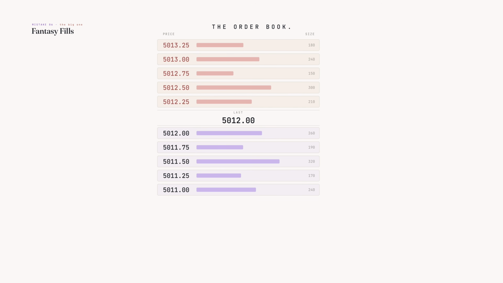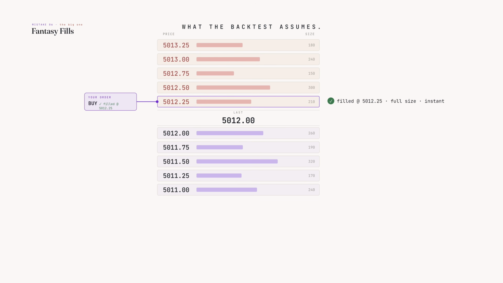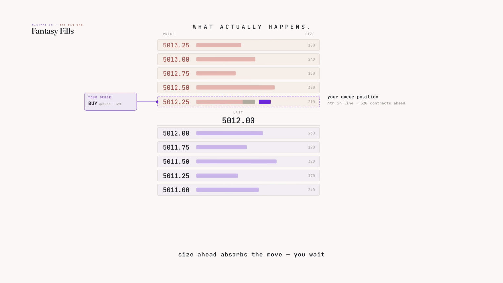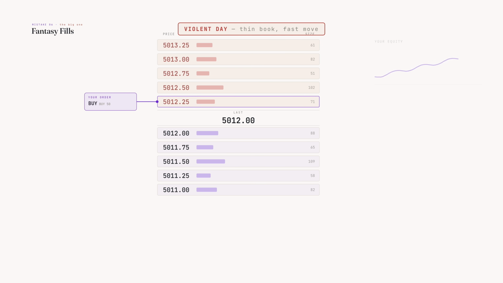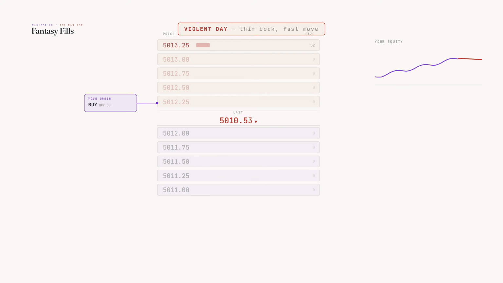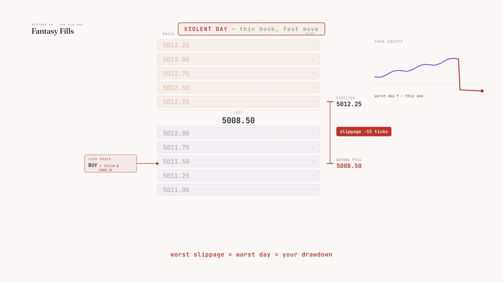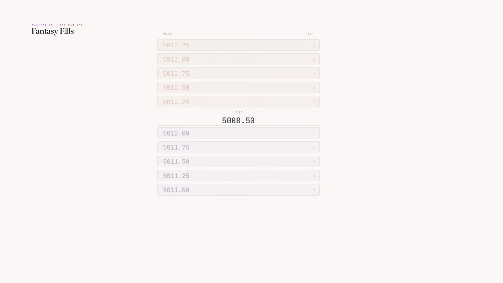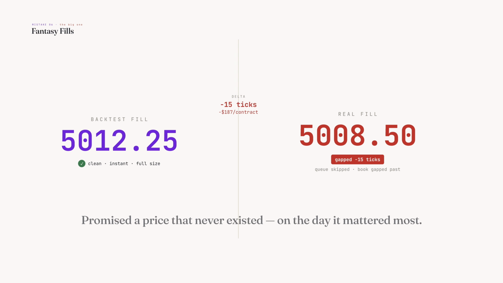Mistake 6. And this is the big one: assuming you got filled at a clean price. Almost every backtester fills you at the quote, instantly, in full. Reality doesn't work like that. Your fill depends on where you sat in the order queue and whether there was size in front of you absorbing the move. And the cruelest part, this assumption flatters you most on exactly the violent days that decide your drawdown, the fast, thin moments where real slippage is worse. Your backtest promises you a price the market would never have given you, precisely when it matters most.